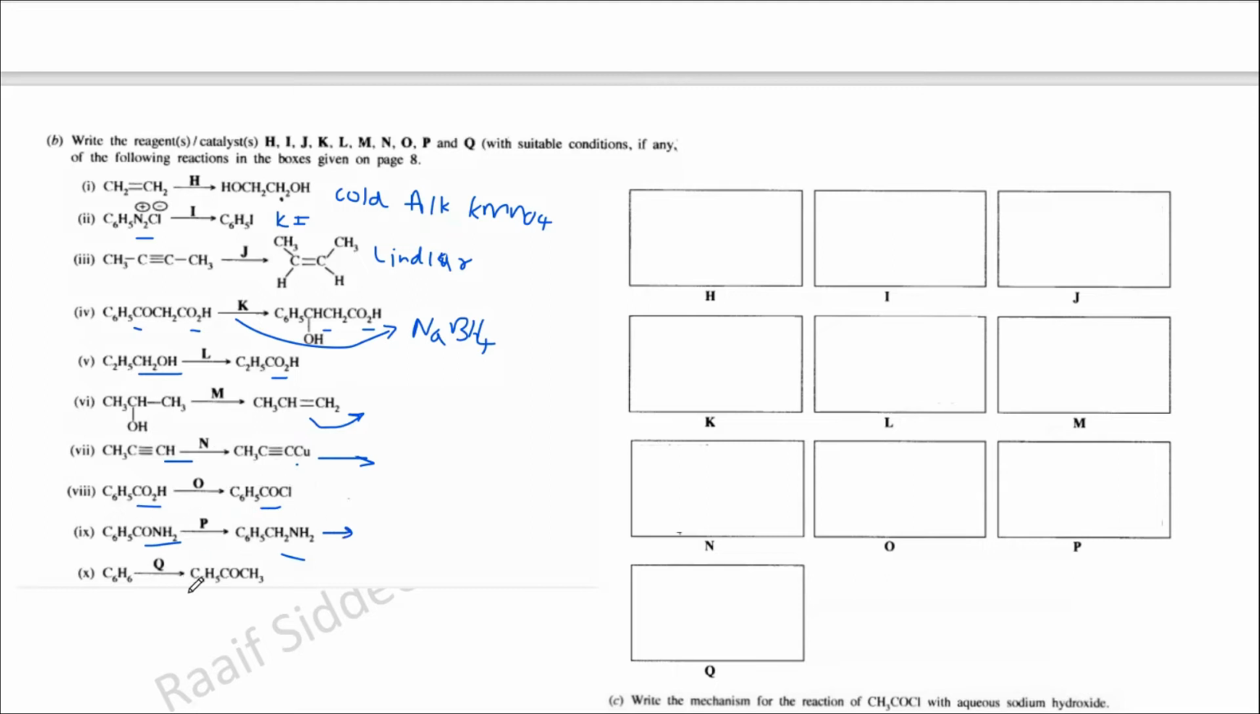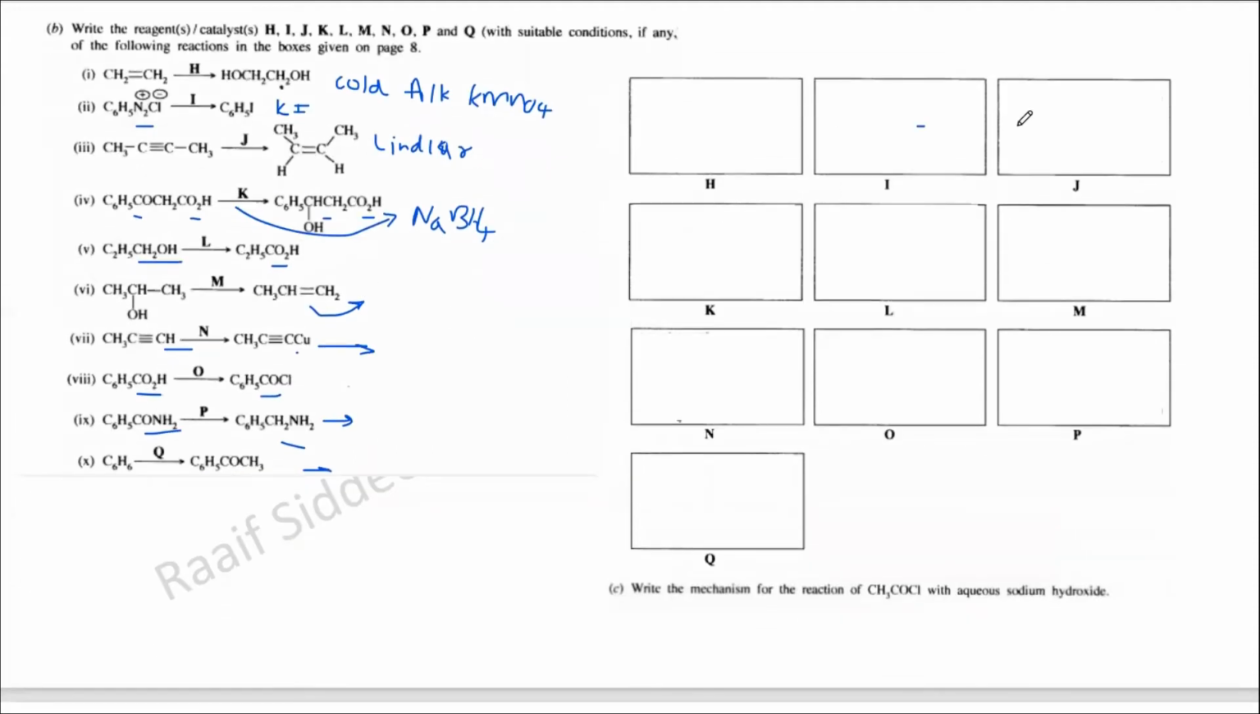Okay. And benzene to COCH3. So basically anhydrous AlCl3 plus CH3COCl. So these questions are very straightforward and simple in this particular case. Okay. So you need to put all these reagents in these boxes. I don't know why they have given this one.